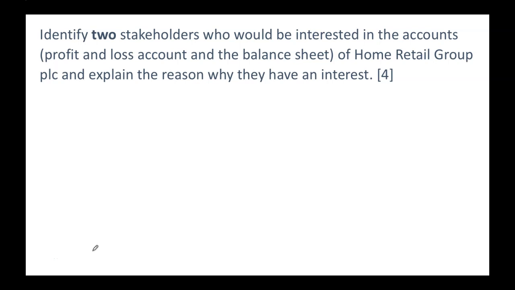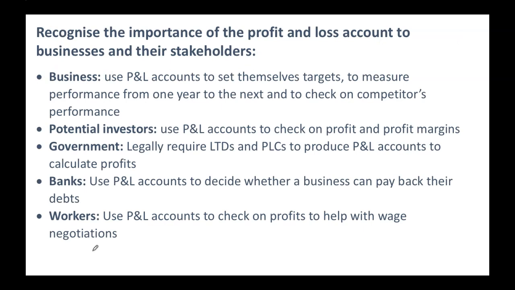So this is a typical past paper question. Identify 2 stakeholders that would be interested in the accounts of Home Retail Group and explain the reasons why they have an interest. So in the case study, it does go through who Home Retail Group are. They own Argos. But to answer that question, you just have to pick 2 of those and explain why they'd be interested.